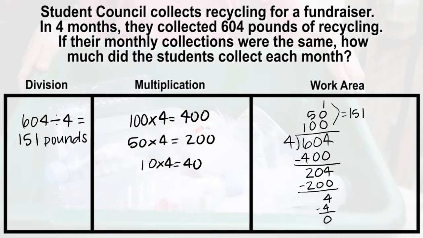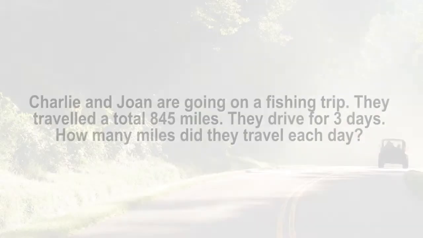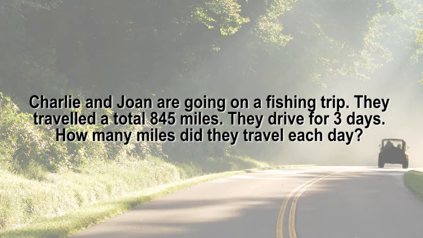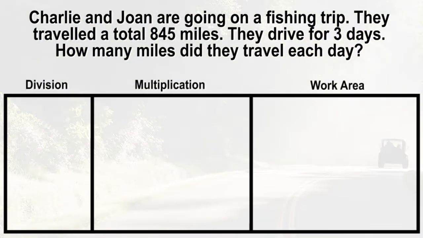Let's look at one more problem using the partial quotients method. Charlie and Joan are going on a fishing trip. They traveled a total of 845 miles. They drove for 3 days. How many miles did they drive each day? The problem is asking us to determine how many miles Charlie and Joan drove each day. We need to divide 845 into 3 days, or the problem is 845 divided by 3. We will write this in the division section on our mat.